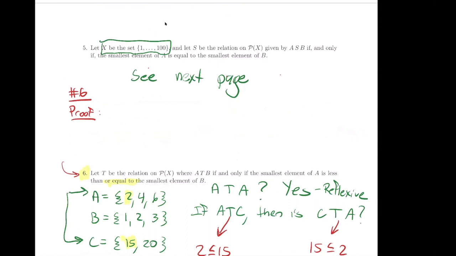So number 6 here, we're going to claim that it's not an equivalence relation. And to prove that, we just need to show that one of these three properties doesn't work. So I don't even need to go on and think about the transitive property, because we need all three of them in order for it to be an equivalence relation. So if we can show that any one of them doesn't work, that's enough.